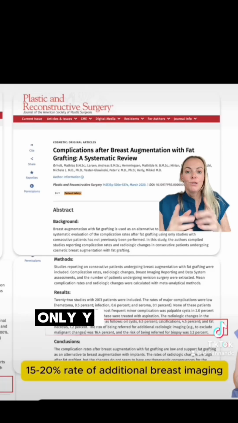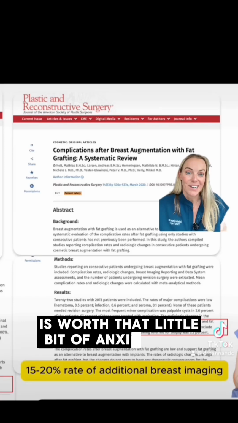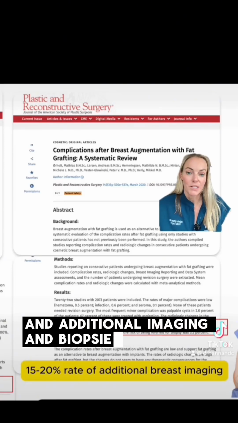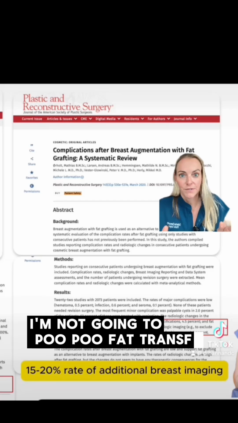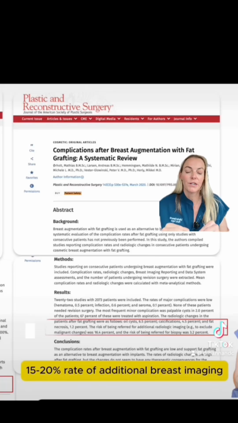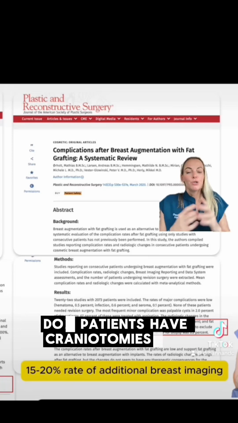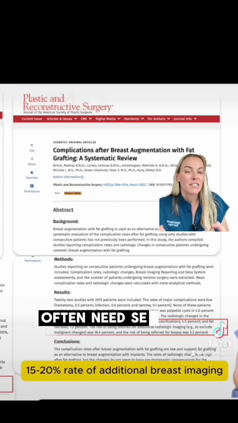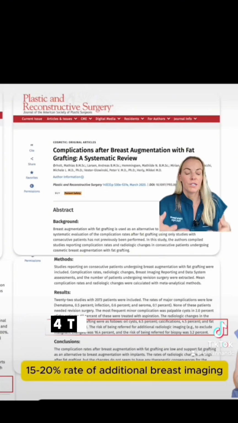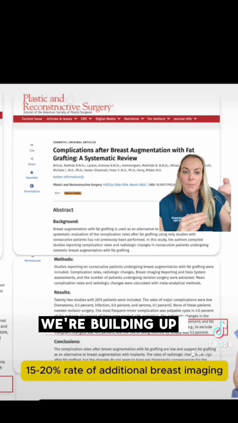So only you can decide if the potential aesthetic benefit is worth that little bit of anxiety and additional imaging and biopsies. I'm not going to poo-poo fat transfer. Full disclosure, it is a game changer, especially in the breast reconstruction world and other contour deficits, like patients have after craniectomy. But do know that even these patients often need several sessions, 2, 3, 4 times to inject the fat, because again, some of it melts away in the process and we're building up a base.